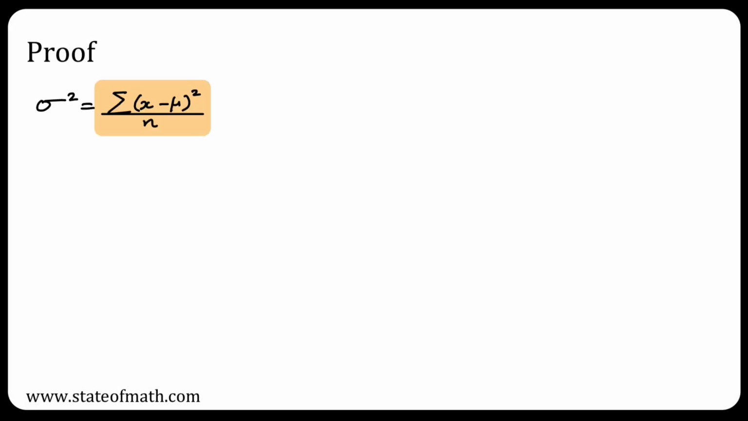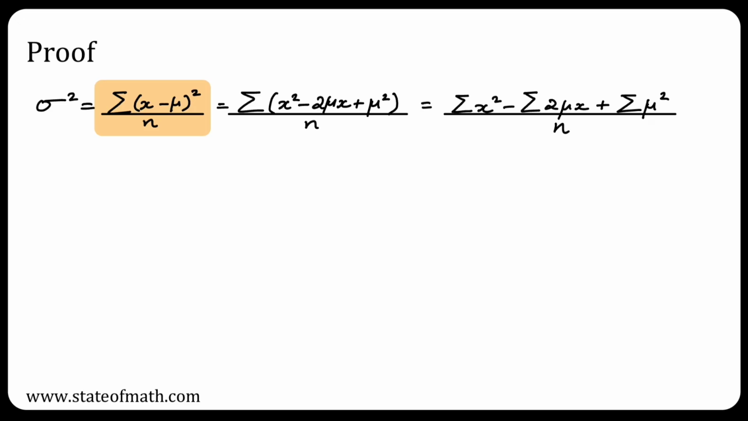Let's start with our first formula. Sigma squared is equal to the summation of x minus mu squared over n. I will expand the numerator and get x squared minus 2 mu x plus mu squared. And then I'll split into three separate summations.